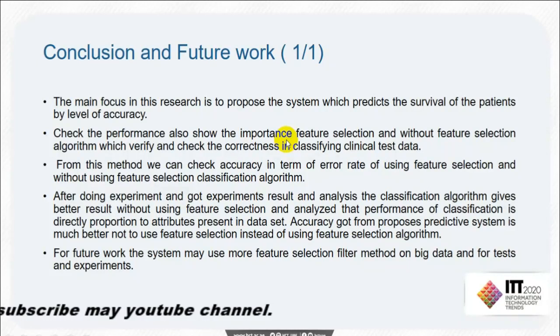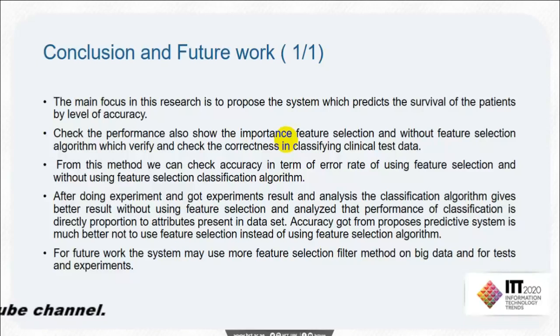Conclusion and future work. The main focus of this research is to propose a system which predicts the survival of the patient with a level of accuracy, checks the performance, and shows the importance of feature selection and no feature selection, which verifies the correctness and classifies clinical test data. From this method we can check accuracy in terms of error rate with and without feature selection in classification algorithms.